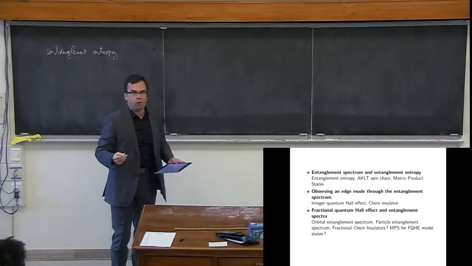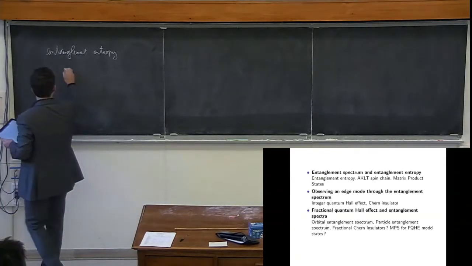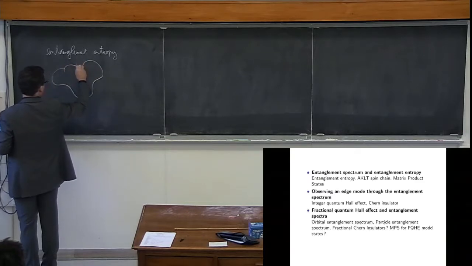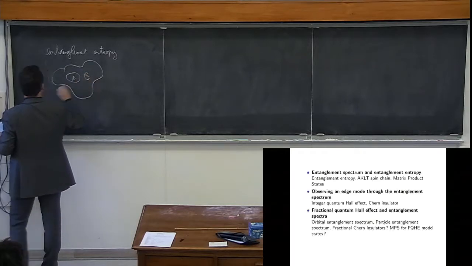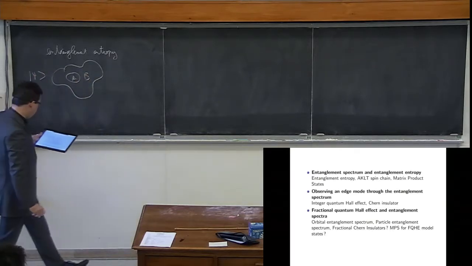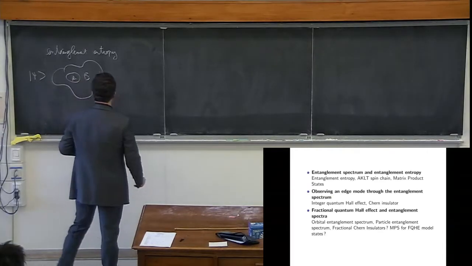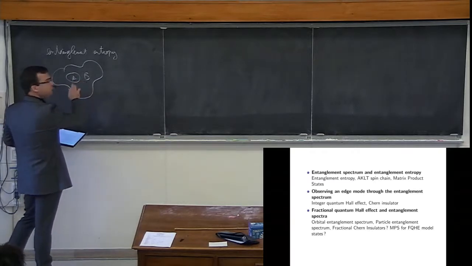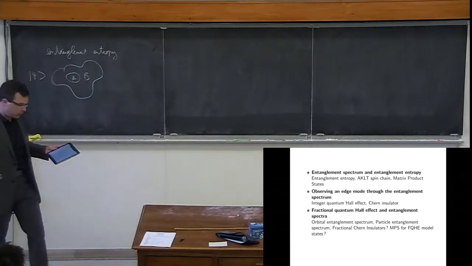The key point here is, let's say you take your system and you cut it into two parts, let's say A and B. So you have your ground state, and you cut it into A and B, and you try to characterize the entanglement between the A part and the B part within the system.